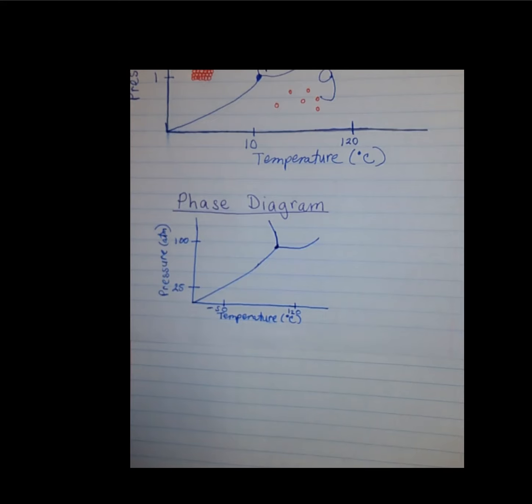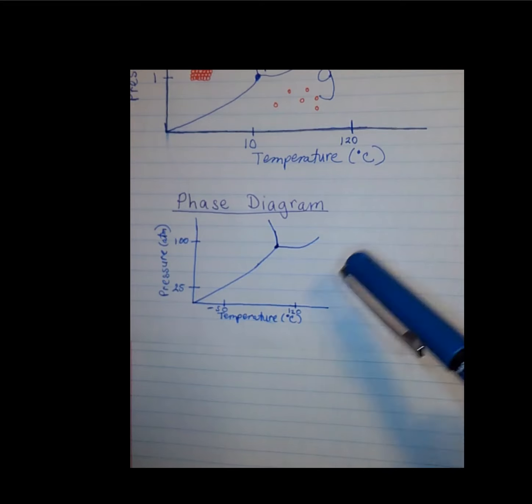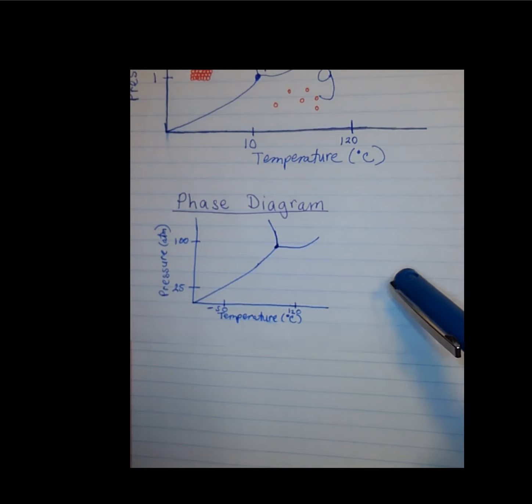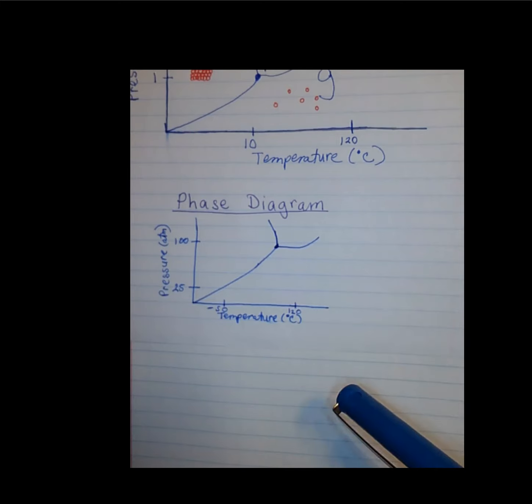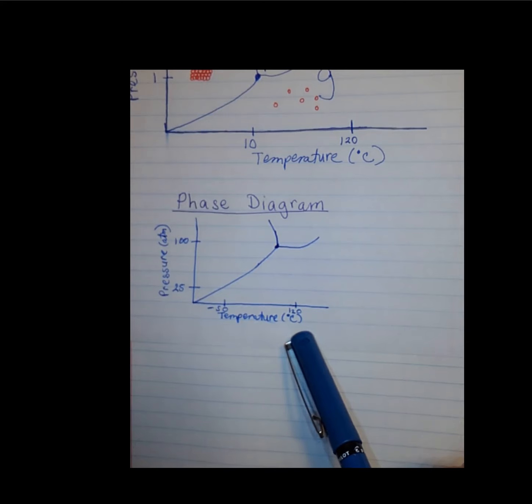Notice that on this phase diagram there are three distinct areas. Now this phase diagram is not drawn to scale, nor is it based on any particular substance. I just drew the phase diagram free-handed just to explain to you how to read one. So this phase diagram has three distinct areas.